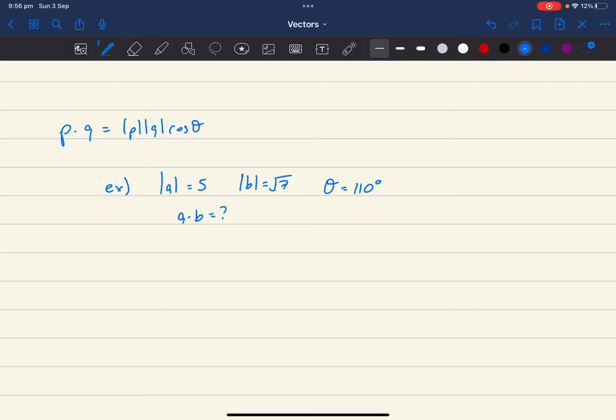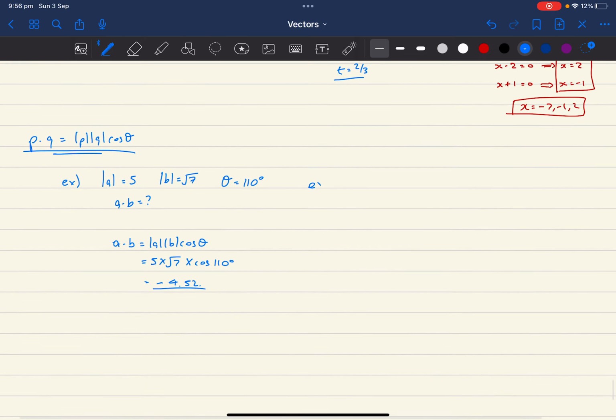Okay, so it's up here, so we can just use that formula, right? So A dot B equals the length of A times the length of B cos theta, right? So we're just using the formula. Length of A is 5, length of B is root 7. Cos theta is 110. So put that in your calculator and that should be your answer. Times cos 110. You should have negative 4.52. Yep.